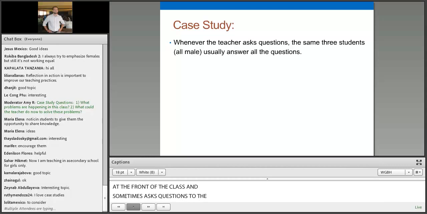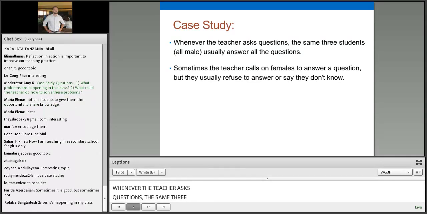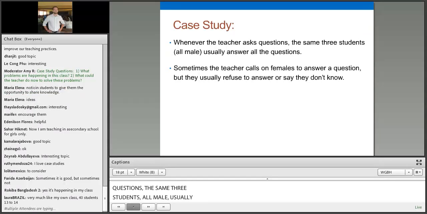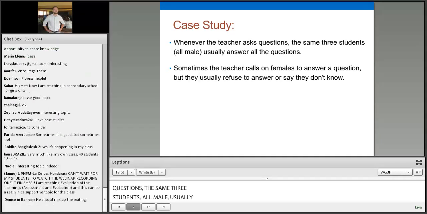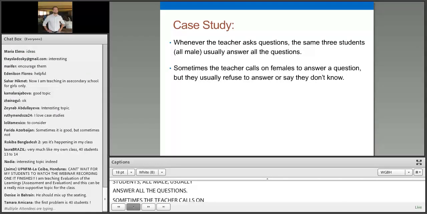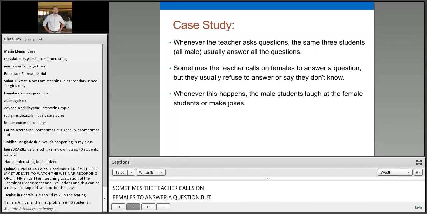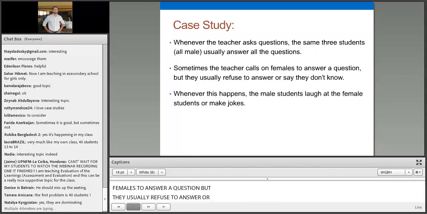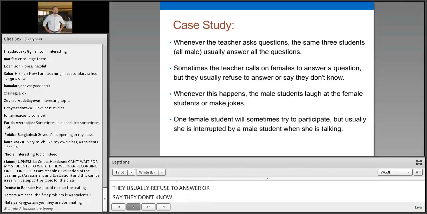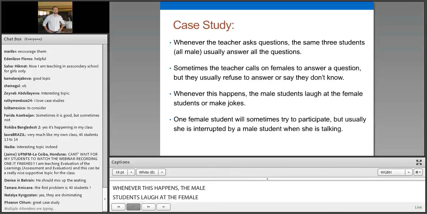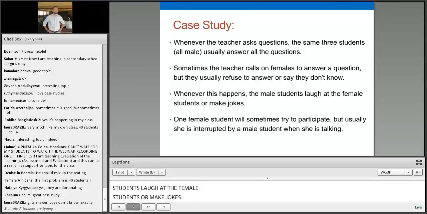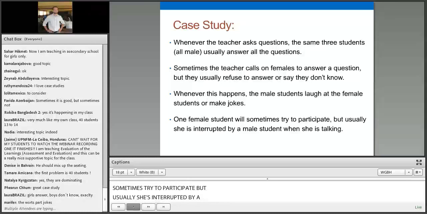Whenever the teacher asks questions, the same 3 students, all male, usually answer all the questions. Sometimes the teacher calls on females to answer a question, but they usually refuse to answer or say they don't know. Whenever this happens, the male students laugh at the female students or make jokes. One female student will sometimes try to participate, but usually she is interrupted by a male student when she is talking.